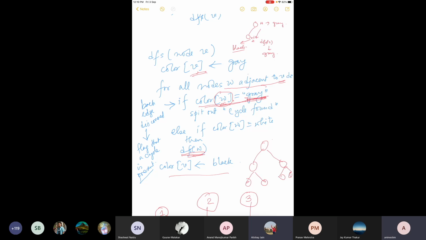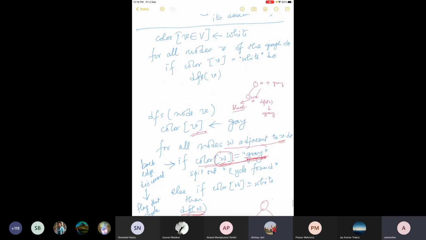So can you go line by line from the code? Yes, sir. So initially, we will make the first one gray. You have DFS V. You come here, you make the first one gray. Now you look at its neighbor. Its neighbor is white, right? You call DFS, you make it gray. But the other one is still gray, not black.